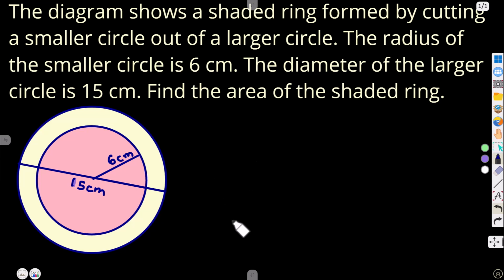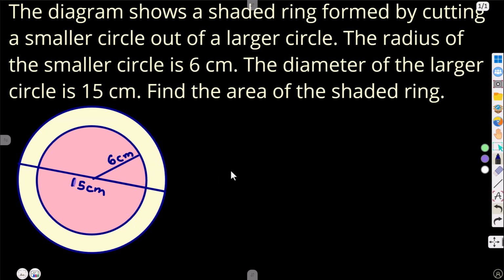So the diagram shows a shaded region, a shaded ring formed by cutting a smaller circle and a larger circle. The radius of the smaller circle is 6 centimeters, and the diameter of the larger circle is 15. So what's going to be the area of the shaded ring? The shaded ring is the part labeled all yellow.